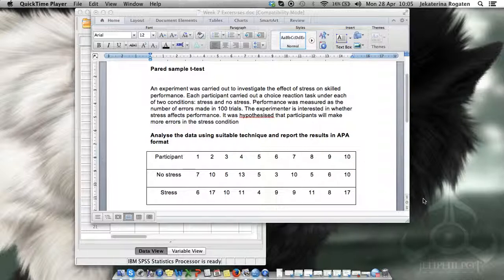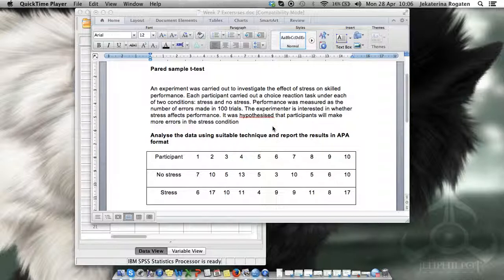Our dependent variable is the number of errors they make in 100 trials. And the number of errors is presented here under the stress and no stress conditions. So let's say participant 2 produced 10 errors in the no stress condition and 17 errors in the stress condition.